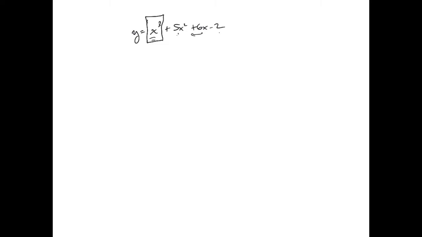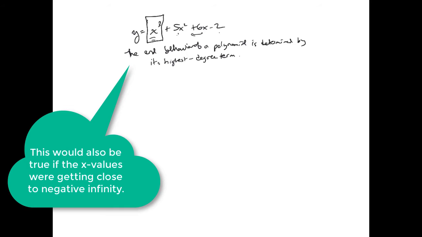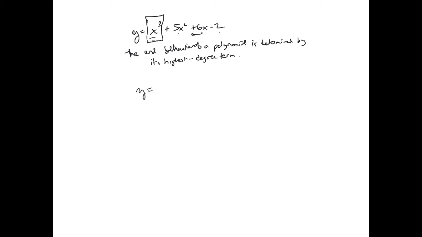In fact, there's a statement that says the end behavior of a polynomial is determined by its highest degree term. And again, that's because as the x's get really, really giant, that power is going to make that term so much bigger than everything else. So essentially, anytime we have a polynomial and we want to describe the end behavior, we look to the highest degree term.